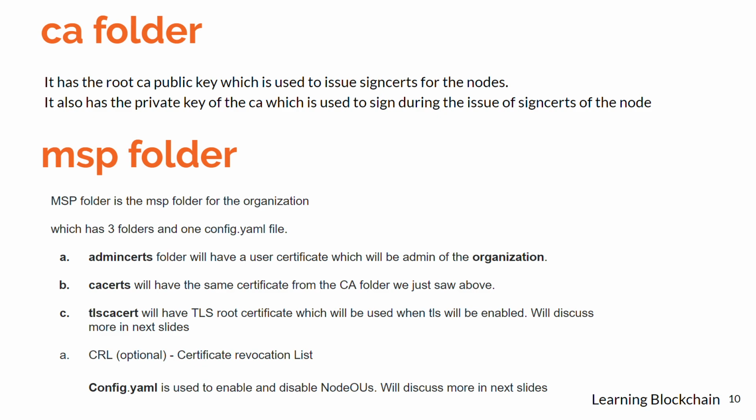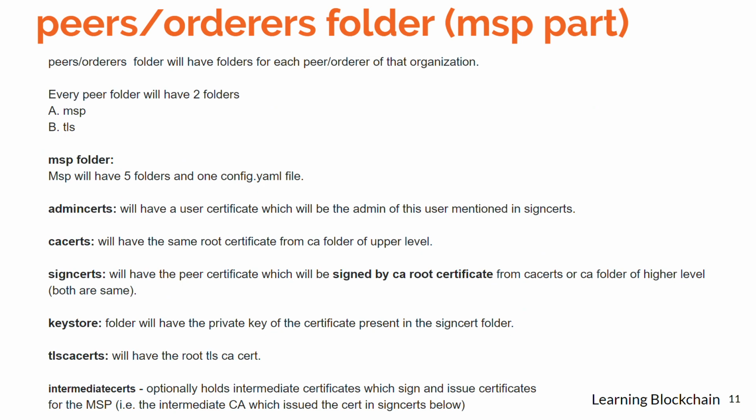The last part is the config.yml. It is used to enable or disable the organization units. So this part I will describe later. I am not going into detail over here. Next, move to the next slide.